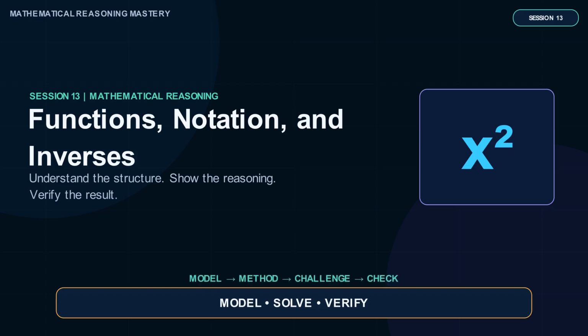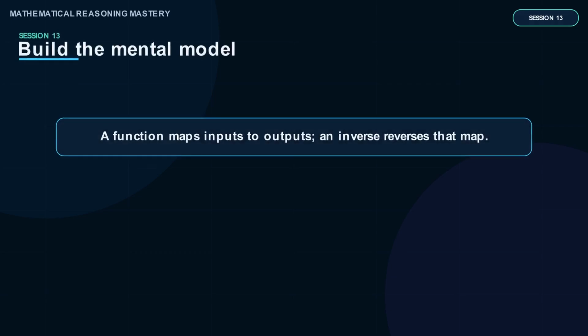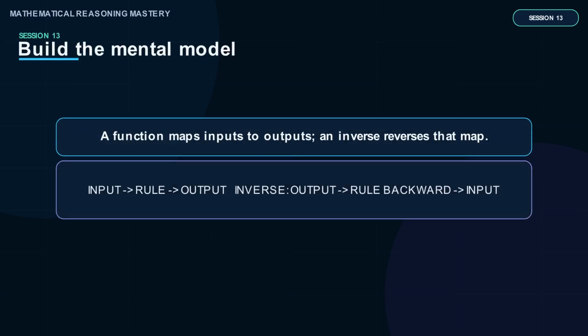Keep a pencil ready. We will build a mental model, use a repeatable method, solve a demanding example, diagnose an error, and finish with an independent checkpoint. Start with this principle. A function maps inputs to outputs, and an inverse reverses that map. Use this visual structure: input, rule, output; inverse: output, rule backward, input. Read every symbol and label before calculating.